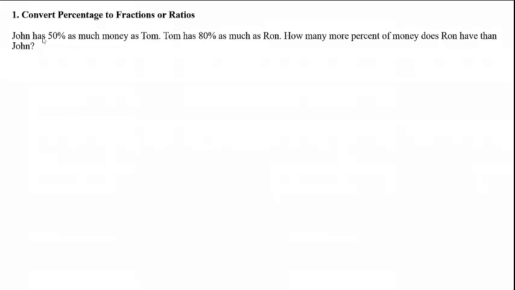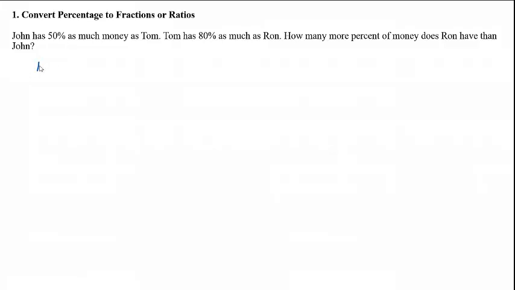In this question, John has 50% as much money as Tom, and Tom has 80% as much as Ron. So we have three people here: John, Tom and Ron. We need to find out how many more percent of money Ron has than John. First of all, we convert this percentage into a fraction.